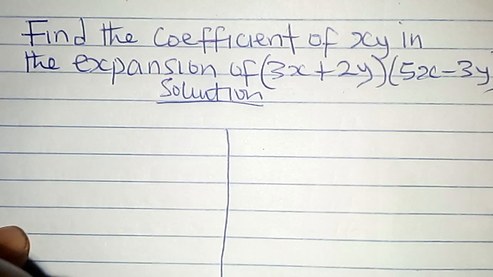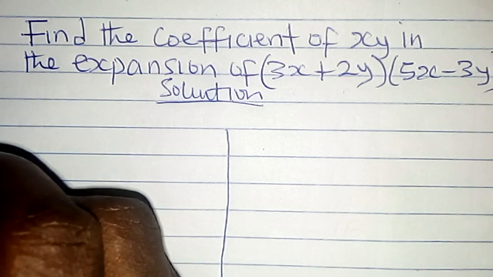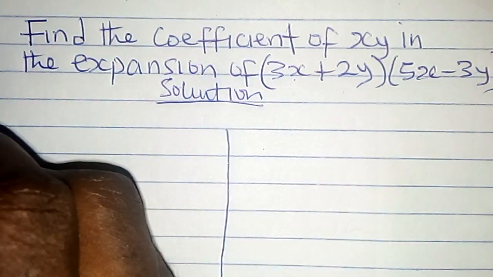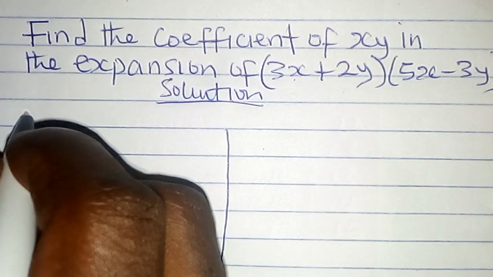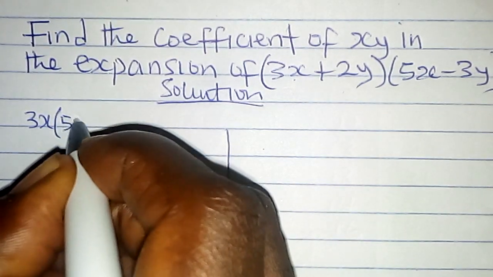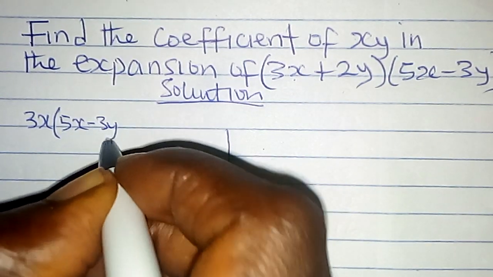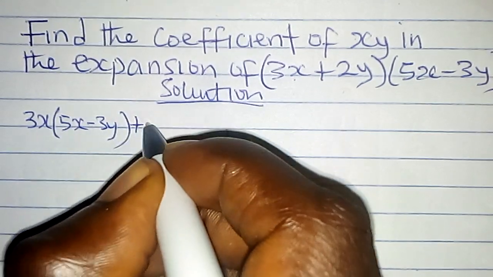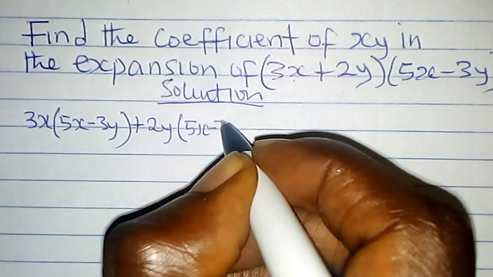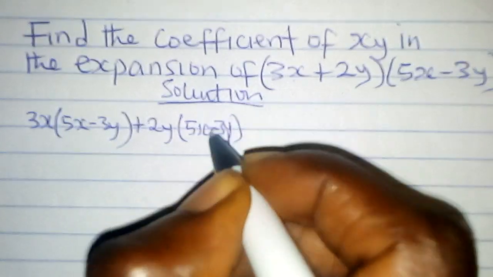Now looking at the problem, we are to expand. So what we do is this bracket will multiply this. So let's begin. 3x into 5x minus 3y plus 2y into 5x minus 3y.